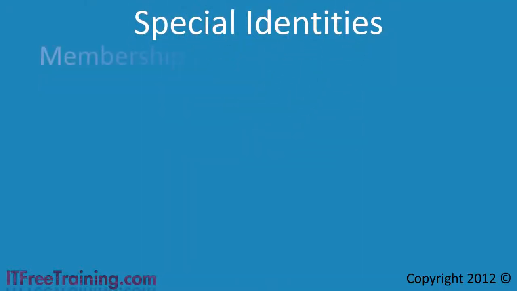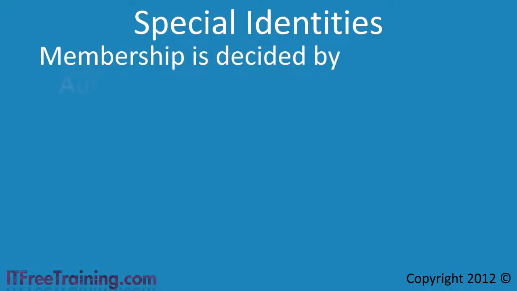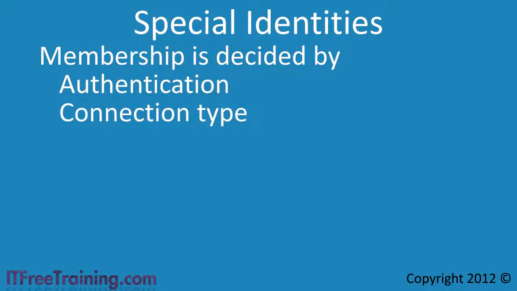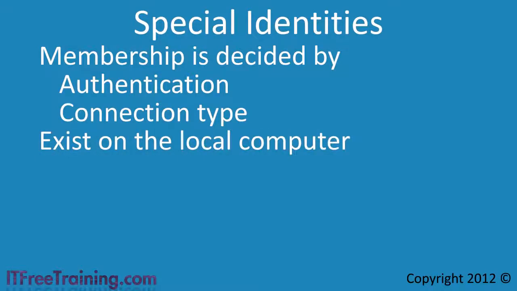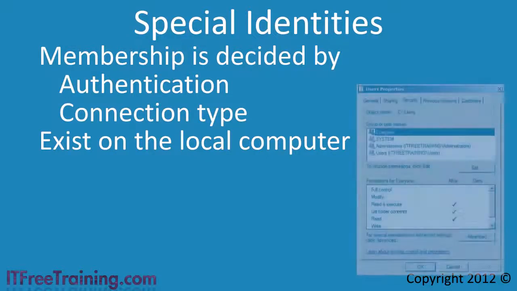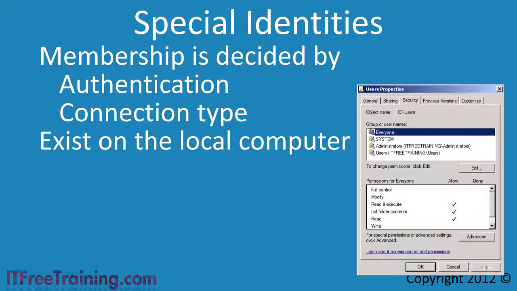Unlike groups, membership of a special identity is determined by authentication or by the type of connection. Special identities exist on the local computer only. You may have noticed some of these special identities when looking at permissions in Windows. As shown here, the Everyone special identity is set as one of the permissions on this folder. If you have copied files between different computers, the permissions for these files are also copied. The question arises, how can this occur if special identities are local to the computer only?